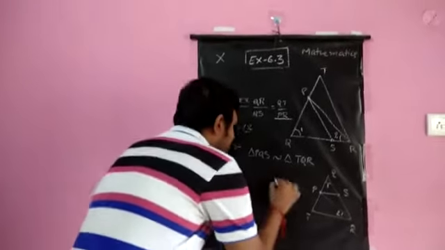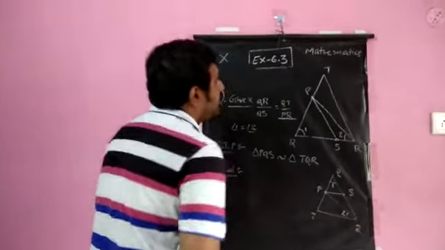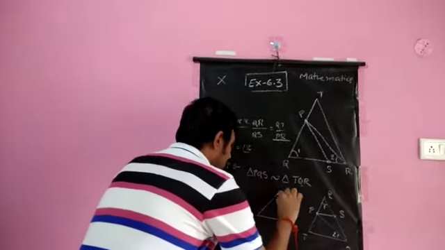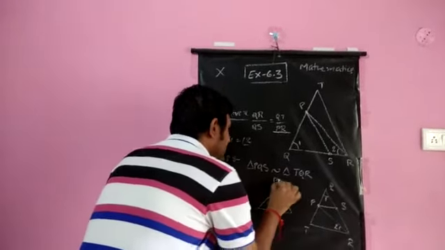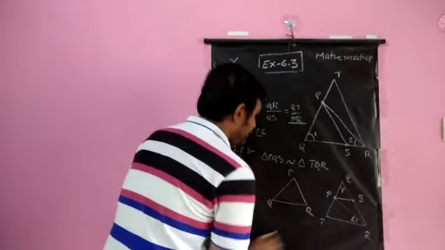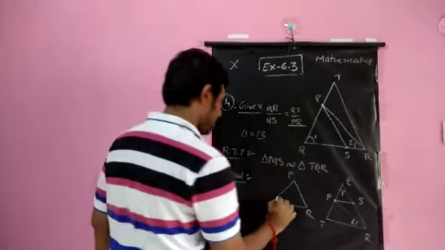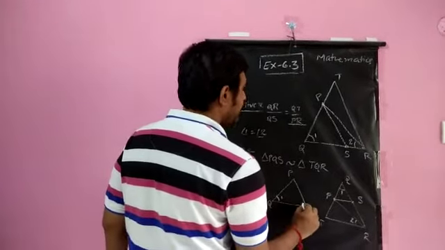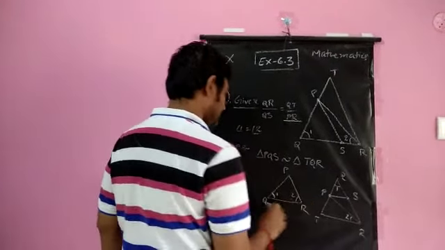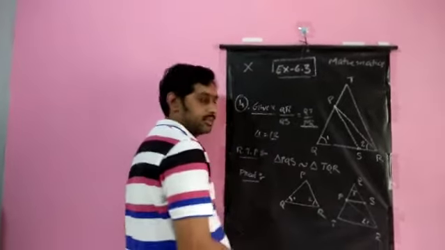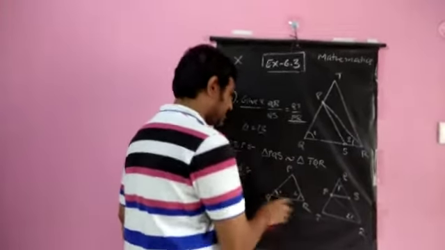For our convenience, if I draw a small figure of this triangle PQR, if I take it in this way, at this point Q we have angle 1, and here at R I have angle 2. That means in this triangle, these two angles, angle 1 and angle 2, are equal.